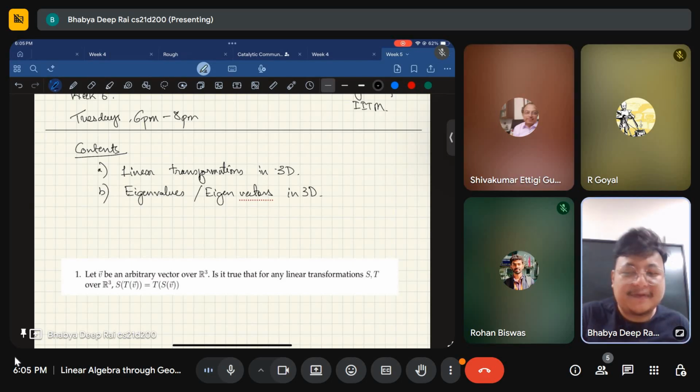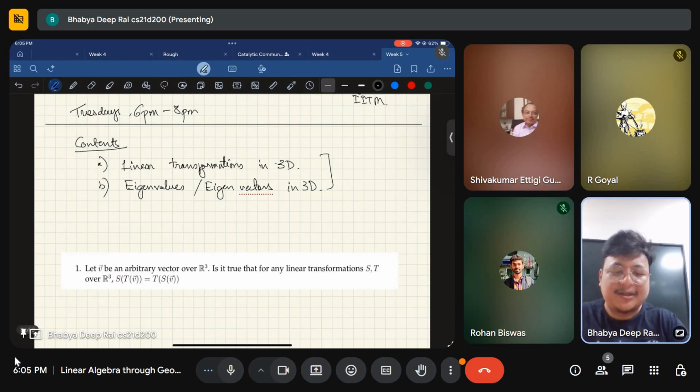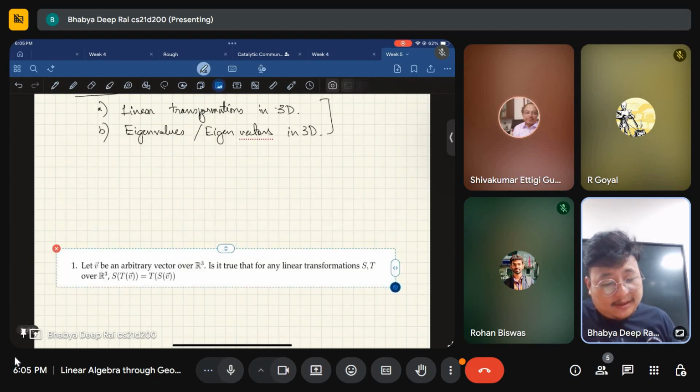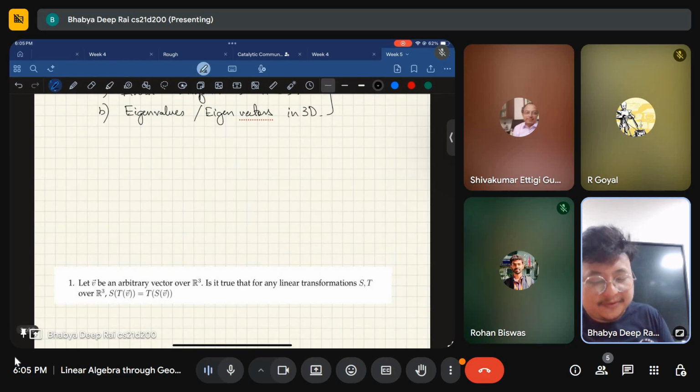So there's a lot to cover in today's session. But what I thought was it would be better if I combine both of these and then present questions to get a better understanding of the geometric effect of linear transformations and eigenvalues, eigenvectors, and so on. So I've designed the questions in the same manner. Just two things I want to slightly recap. Just take a minute.